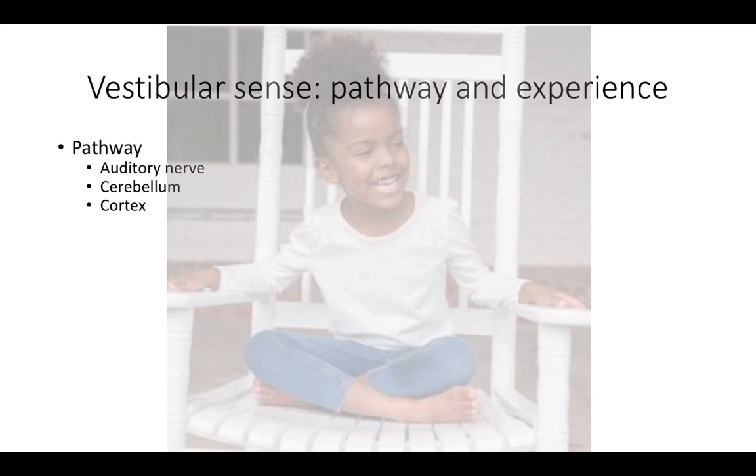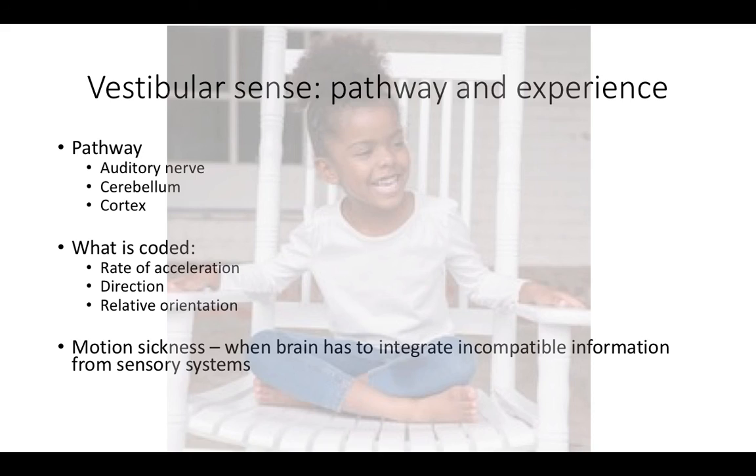And the pathway for the vestibular sense goes through the auditory nerve, just like hearing, and to both, again, the cerebellum and the cortex. What gets coded? The rate of acceleration, the direction of our movement, and our relative orientation in space. Motion sickness occurs when the brain has to integrate incompatible information from, say, our vision and our vestibular sense. But in addition, the vestibular sense can be kind of soothing when we have a little rocking and things like that.